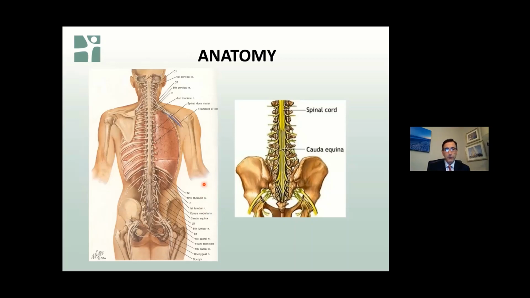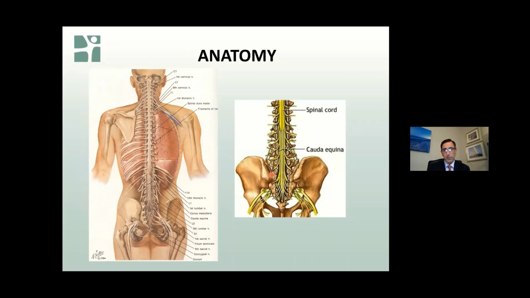This is another view of the spinal cord showing all the nerve roots which come out, and then in the lumbar spine they come out and form the different nerves that go down to your legs. One is the sciatic nerve, which is the big nerve that goes down to your leg, but there's also the femoral nerve and a few other nerves.